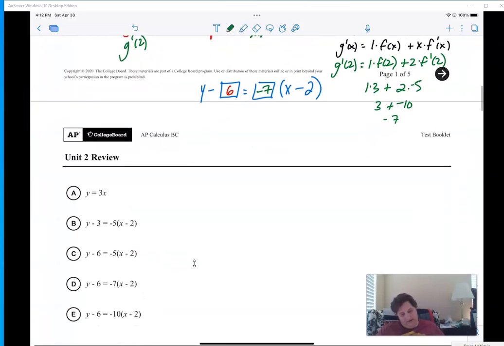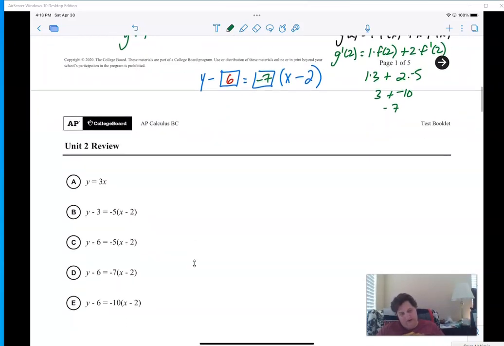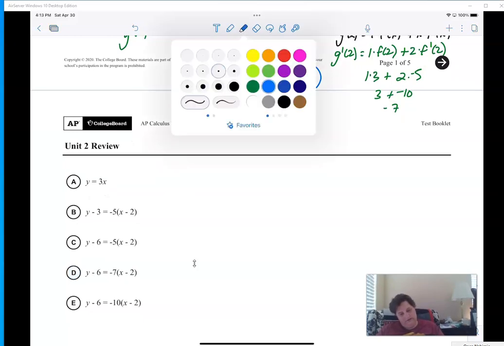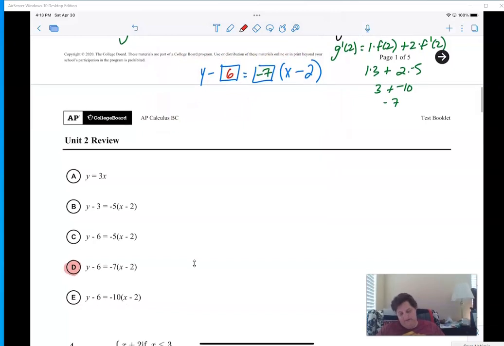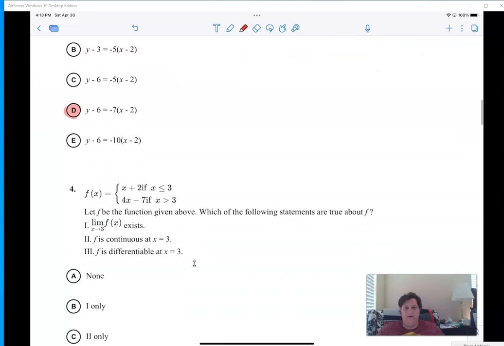There we go. Okay, that's got to be E. So y minus 6 equals negative 7 times x minus 2. There we go. Okay.